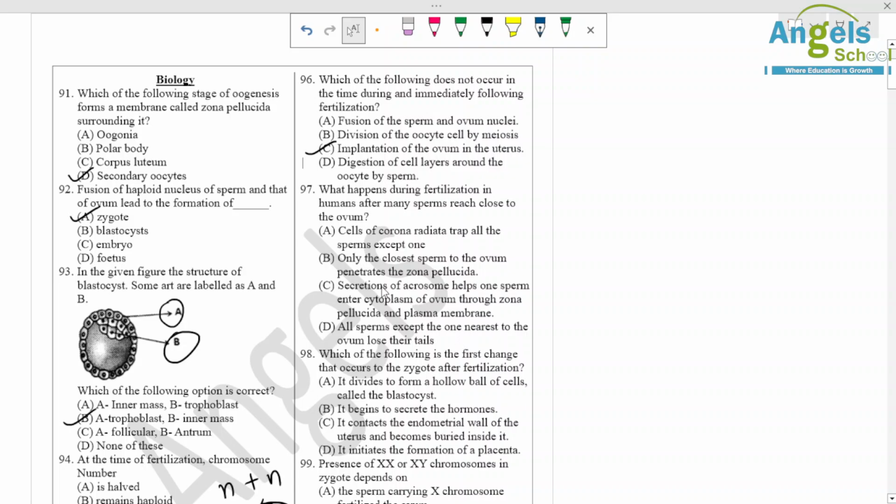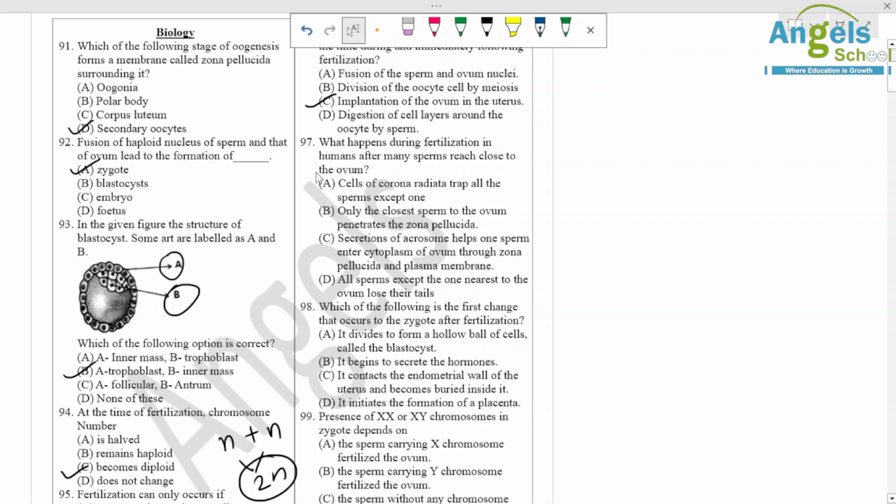What happens during fertilization in humans after many sperms reach close to the ovum? Option A: cells of the corona radiata trap all the sperm except one. Only the closest sperm to the ovum penetrates the zona pellucida. Secretion of the acrosome helps one sperm enter the cytoplasm of the ovum through the zona pellucida and plasma membrane. All sperm except the one nearest to the ovum lose their tail. Okay, so in this case option C is correct.